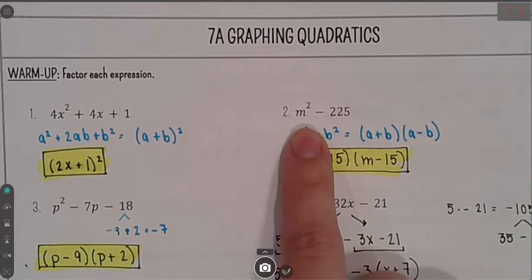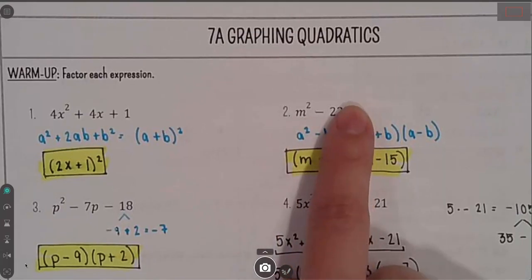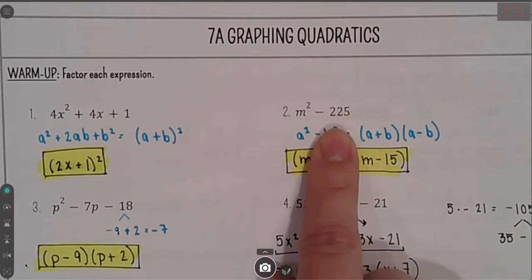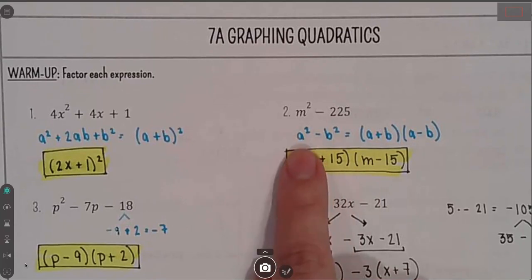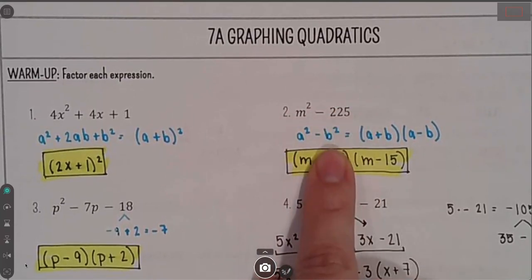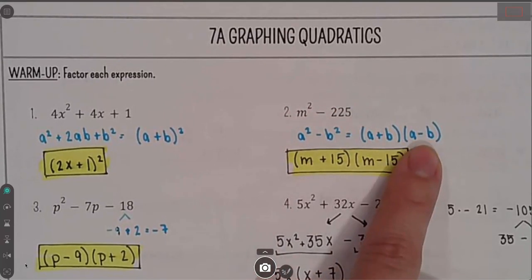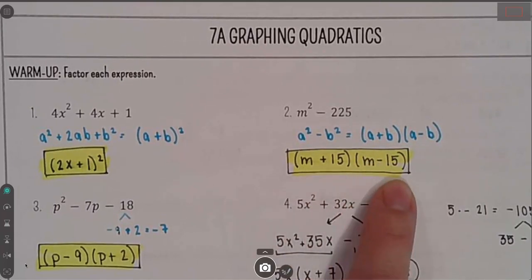Number 2, this is a difference of two squares because m squared is a perfect square and 225 is also a perfect square. This is 15 squared. So in this case, a is m and b is 15. So a plus b, a minus b would be m plus 15, m minus 15.